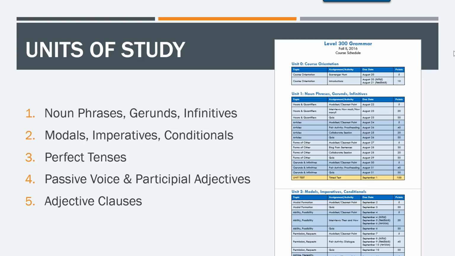Then, in terms of content, the grammar topics would be organized into 5 main units. We'd start with noun phrases, gerunds, and infinitives, then modals, imperatives, and conditionals. After that, we'd get into perfect tenses, then passive voice and participial adjectives, and then we finish with adjective clauses.